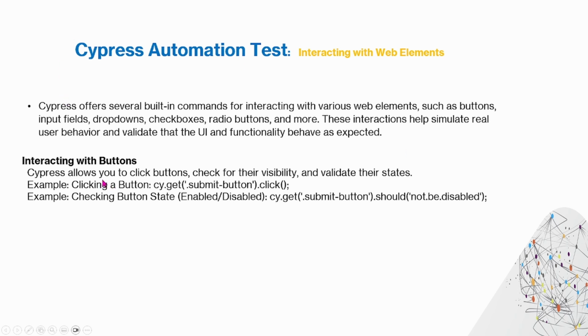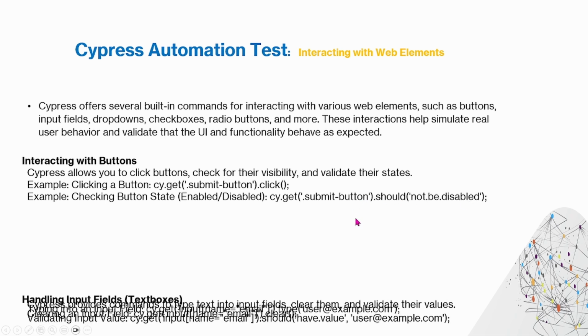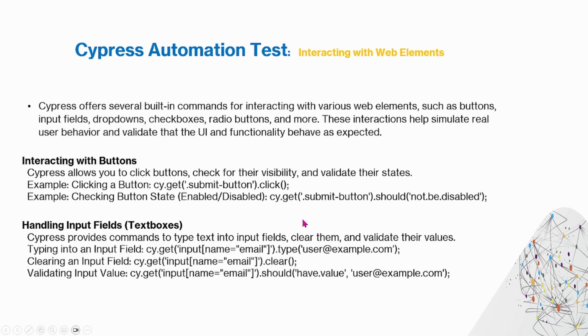Cypress allows you to click buttons, check for their visibility, and validate their states. To click a button, you can use the .click command. To check a button's state, you can use should to see if the state is not disabled, and so on. For handling input fields, Cypress provides commands to type text into input fields, clear them, and validate their values. To type into an input field, you'll use the type command, whereas to clear an input field, you'll use clear, and to validate the input field, you should use should.